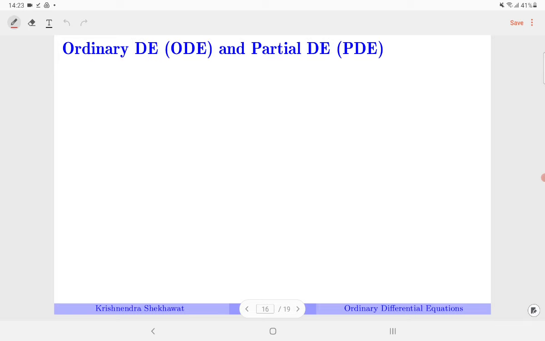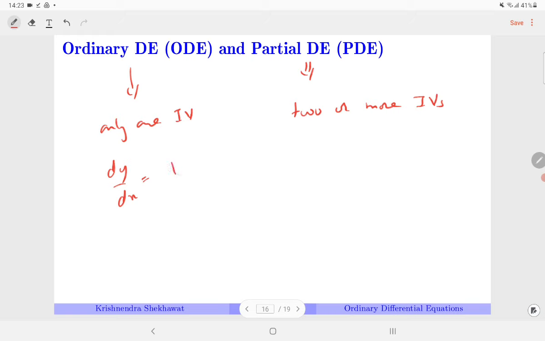The next one is ordinary differential equation and partial differential equation. Since we are focused on ordinary differential equations, we can say that it is a differential equation with only one independent variable, while a partial differential equation has two or more independent variables. For example, dy by dx is equal to 1: only one dependent, one independent. But when you write del u by del x plus del u by del y is equal to 0, it has more than one independent variable, and that's why the del sign is there. Whenever there is more than one independent variable, partial derivatives come into the picture.